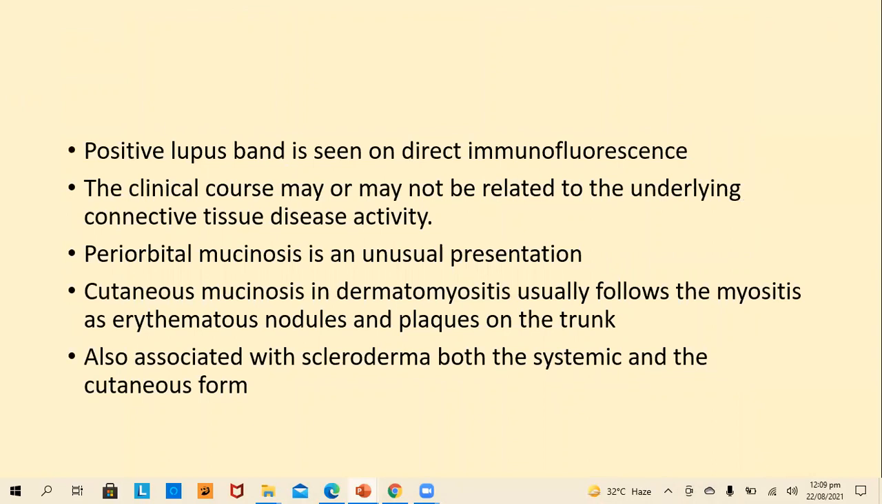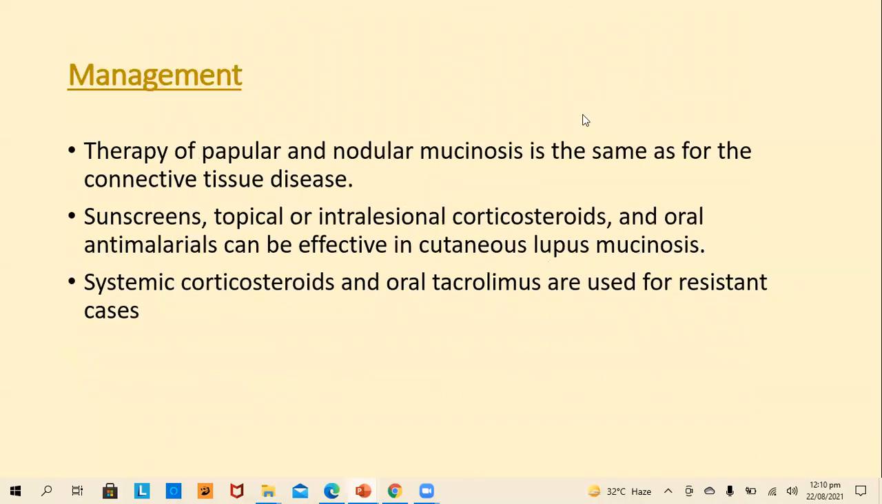Clinical course may or may not be related to underlying connective tissue disease. Periorbital mucinosis is an unusual presentation. Cutaneous mucinosis in dermatomyositis usually follows a myositis episode with erythematous nodules and plaques on the trunk. Association with both types of scleroderma, systemic and cutaneous.